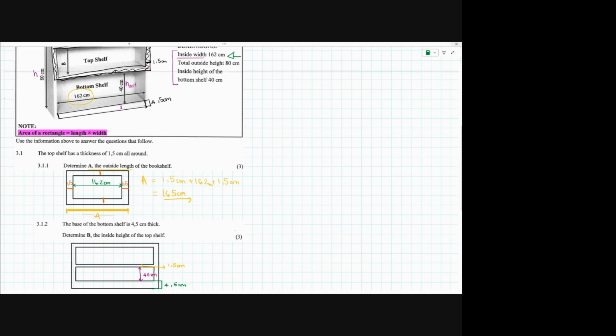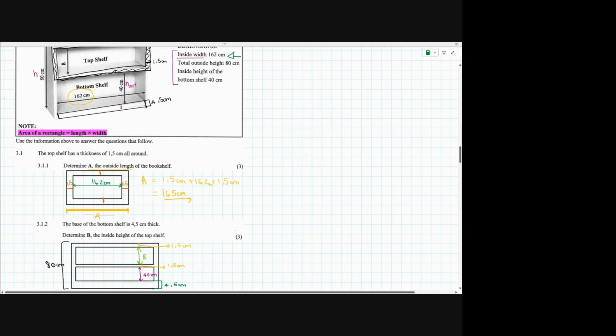And what we're trying to calculate is B, as you can see on the diagram at the top there. So we're looking for the height of my top shelf, which is represented by B. And remember, we know that the width of the wood around the shelf is 1,5 centimeters. The other thing you know is the outside height of your bookshelf. If you took into account the bottom thickness, the shelf, the wood in the middle, the shelf, the wood at the top, the entire bookshelf is 80 centimeters in height.